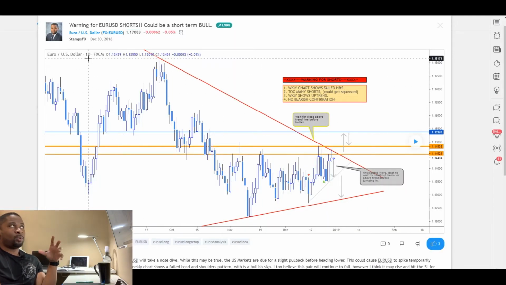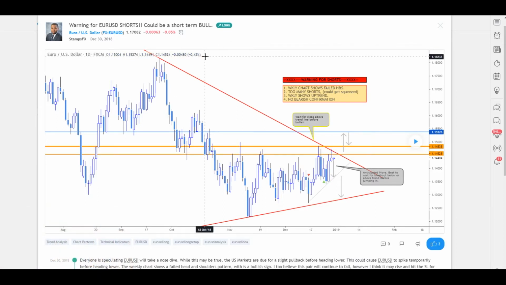This is, of course, a one-day chart, and this is Euro USD. And I made this chart, or I published this chart, because at this time, everybody on Instagram and everybody in the chat rooms, the Facebook message boards, were contemplating that Euro USD was going to drop because of what was going on. And it's true, I believed it would drop as well. But there was something about this telling me that it may break out to the upside before it dropped. So this is why I published this, and this says warning for Euro USD shorts, could be a short-term bull, meaning it could go up to this level right here and drop.